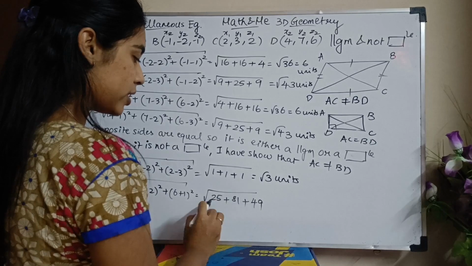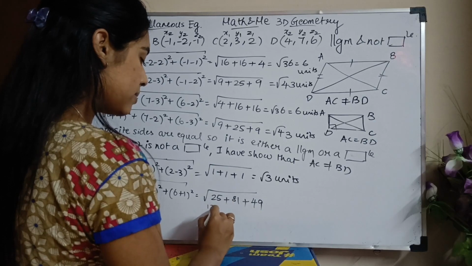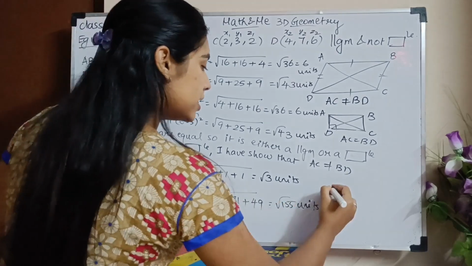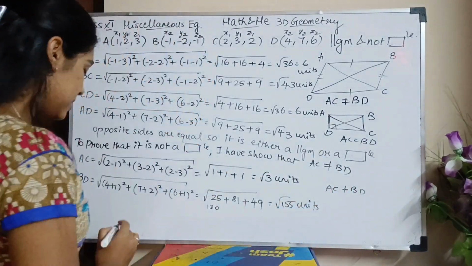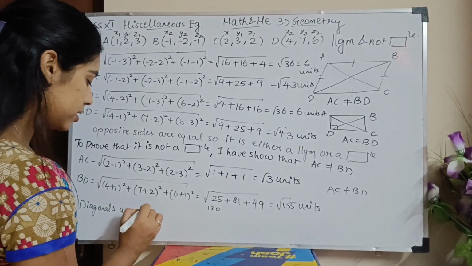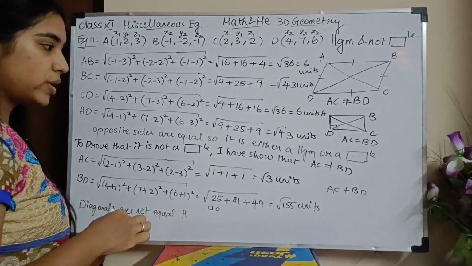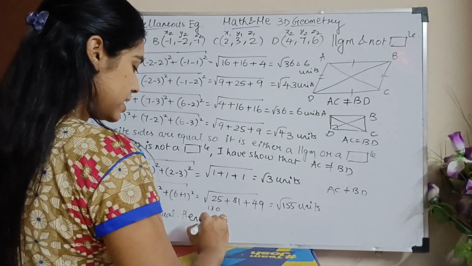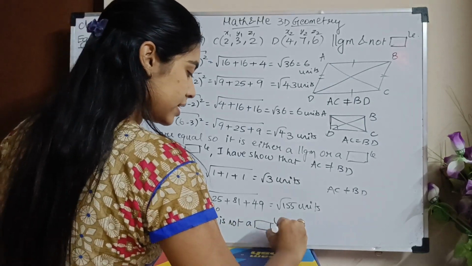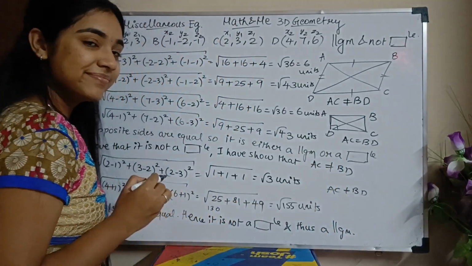So what is 25, 81 and 49? 49 plus 81 will be 130. 130 plus 25 is 155. So this will be square root of 155 units. So I see that AC is not equal to BD. The diagonals are not equal. Hence, it is not a rectangle and so it is a parallelogram. Okay, this is how you have to write your answer. Hence, it is not a rectangle and thus a parallelogram. Okay, in the exam you have to write it like this.